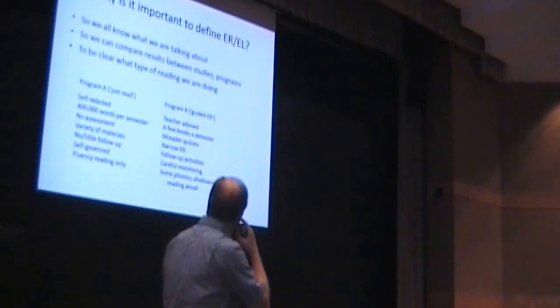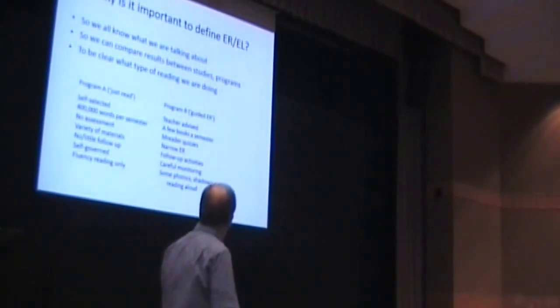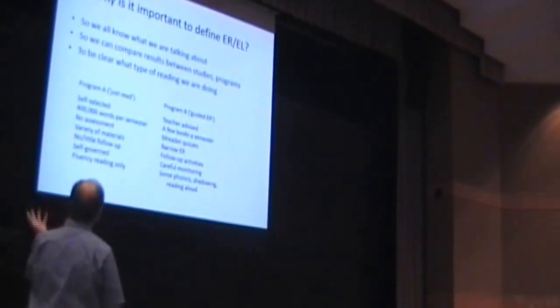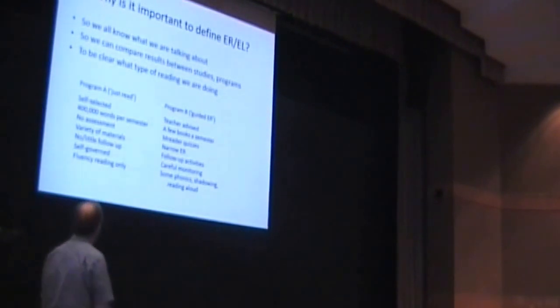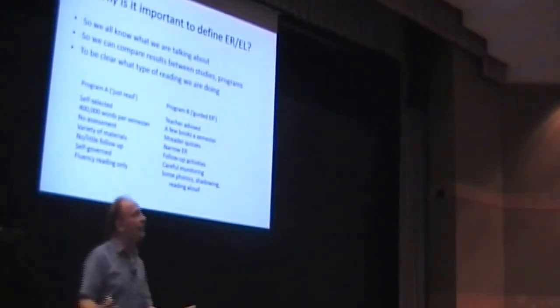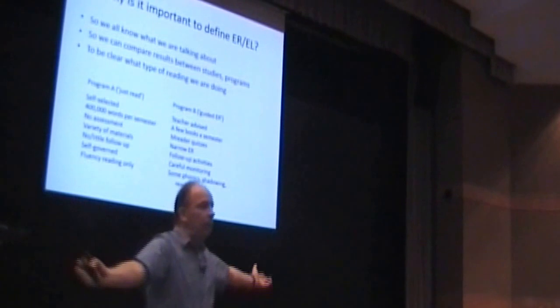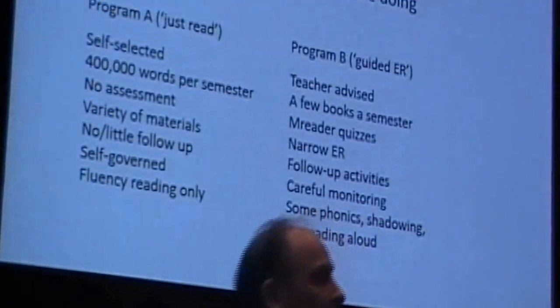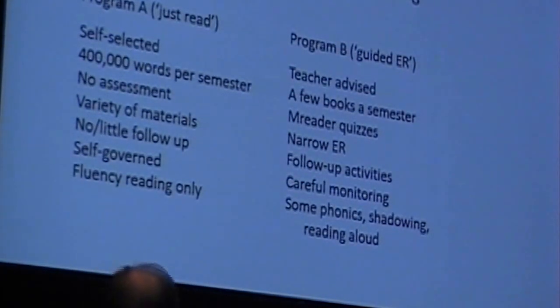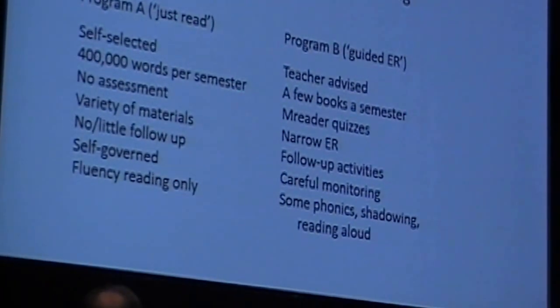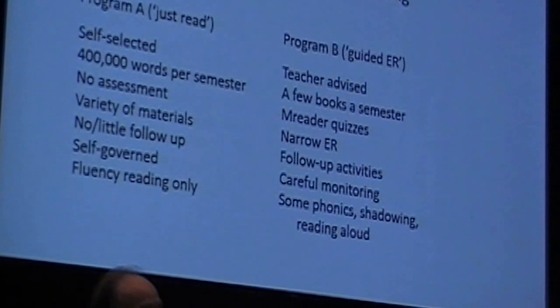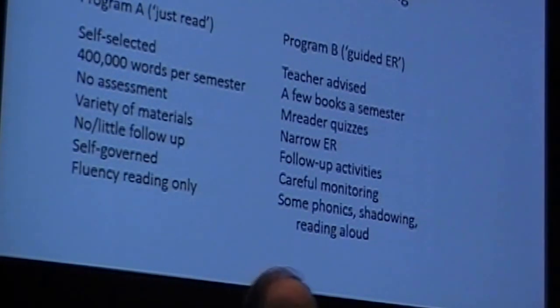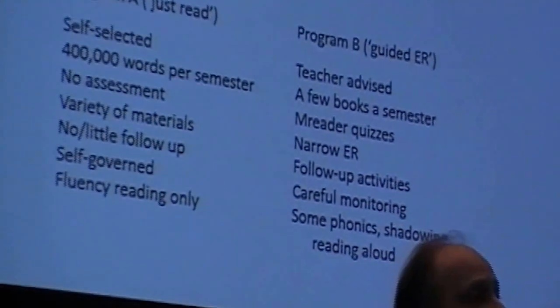And so we can compare results between studies and programs to be clear about what type of reading we're doing. On the left here, I've got a fictitious program A, which is basically the view of extensive reading that says, let's just read. More of a purist view of extensive reading, if you will. This is self-selected, they do 400,000 words a semester, no assessment, variety of materials, and so on and so on and so on. Basically, just what you might call a purist view of extensive reading.